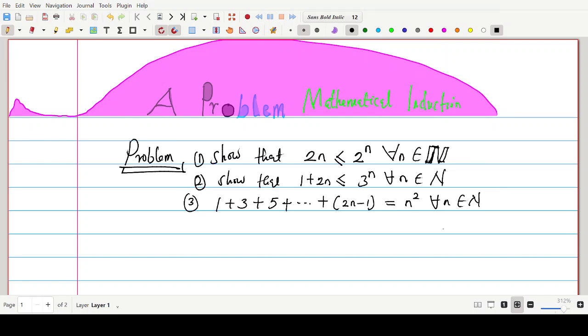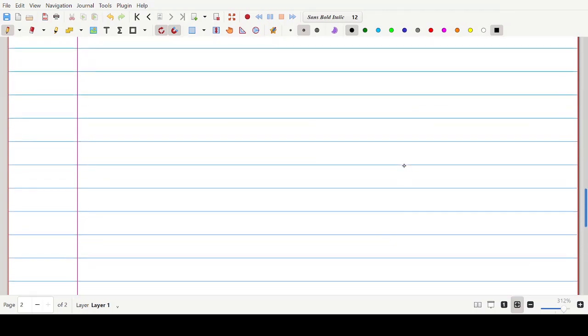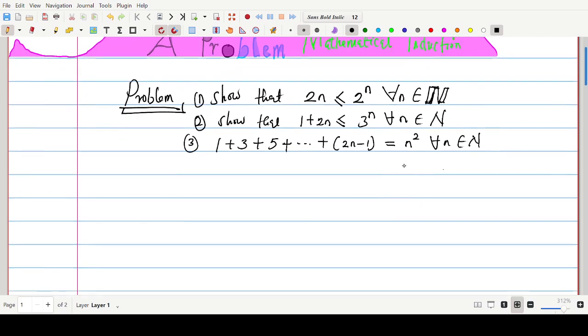This method is very, very useful. In fact, when you are dealing with analysis, you cannot avoid proof, you must go with proof. And in number theory, this method is exclusively useful. All right, so let's look at the solution of this problem because the battery of my system is getting low now. So the first one, solution.